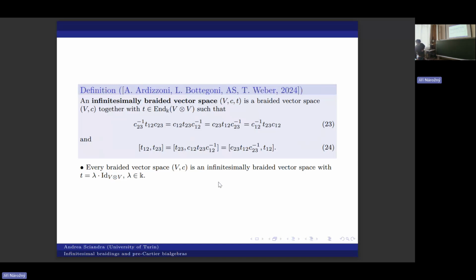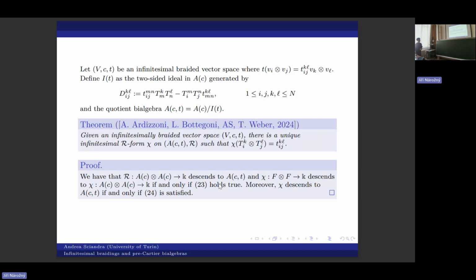But now we are able to define a new quotient. So if we start with an infinitesimal braided vector space, we also have a T defined by these coefficients T_KL,IJ, that we obtain when we evaluate T on the elements of the basis. Then we define a new two-sided ideal in AC, which I remember is the quotient of the free algebra with the relations of before. And now we consider this I_T as the two-sided ideal in it, generated by the same relations where we just replace the coefficients of C with the coefficients of T. So this is again a bi-ideal.